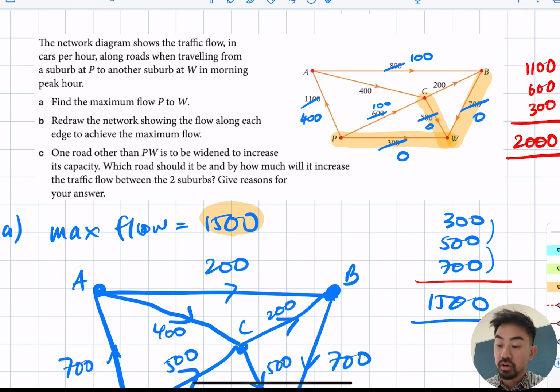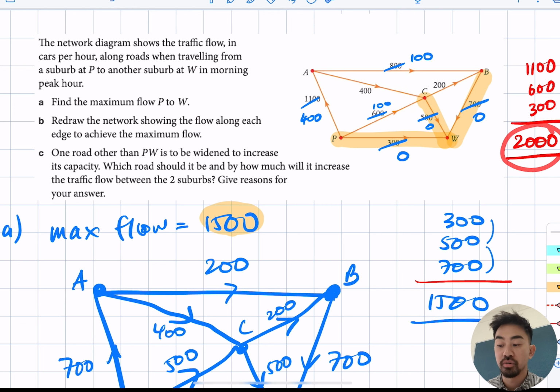We can't use PW because the question says so. Otherwise you'd just add 500 to the 300 that was originally there. But if you notice, going into C, after we've maximized it, we've got 400 going in and 100 going in, so that makes 500 going in here. I've got 200 going out, and this one is already maximized. So nothing's fitting through here anymore. So I can increase CW by 500, and that's going to allow this extra 500 to actually get through.